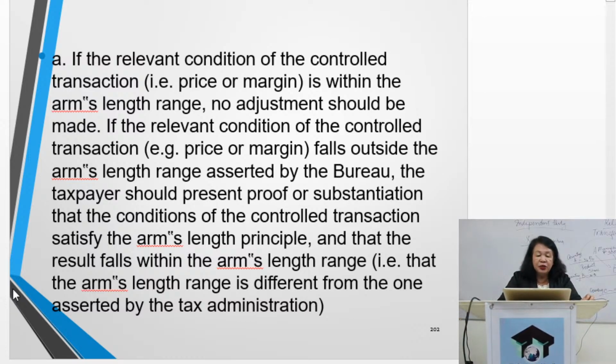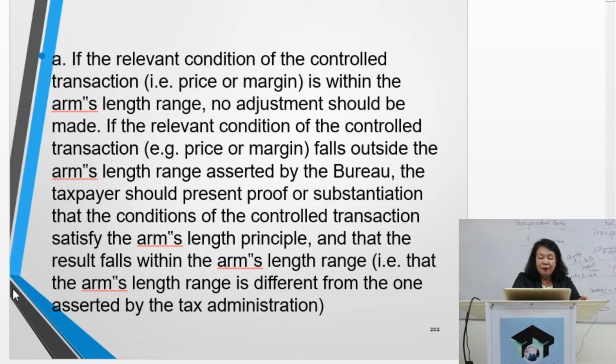So, no adjustment should be made kung within the arm's length range ang ratio na ginagamit natin. But if the relevant condition of the controlled transaction falls outside the arm's length range asserted by the Bureau, ito yung may ginawa dito ang BAR dati na panahon ni Assistant Commissioner Valeroso. Kumuha po siya ng benchmark per industry. No? So, the taxpayer should present proof or substantiation that the condition of the controlled transaction satisfy the arm's length principle. Kasi yun ang benchmark eh.